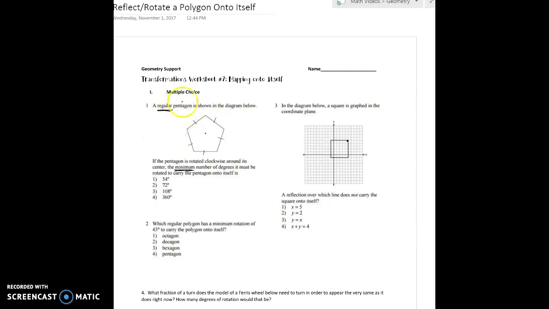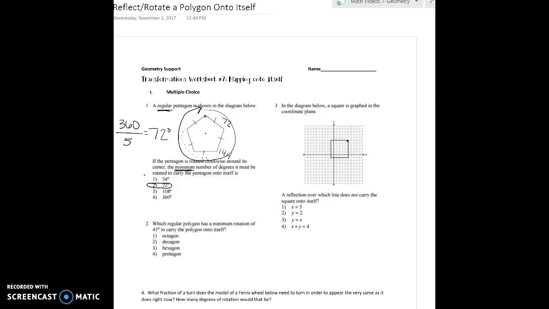So I know that the entire way around is 360 degrees. I'm going to take that 360 and divide by the number of sides. There are 5 sides in a pentagon. And so that means that every 72 degrees, it's going to look the same. So it's going to look the same at 72, at 144, and so on and so forth. But the minimum number of degrees is 72.